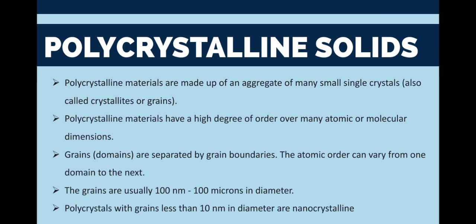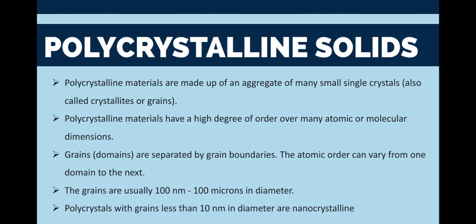The next one is the grains are usually 100 nanometers to 100 microns in diameter. The size of grains in polycrystalline materials typically ranges from 100 nanometers to 100 microns in diameter. These grains vary in size depending on the specific materials and processing conditions.